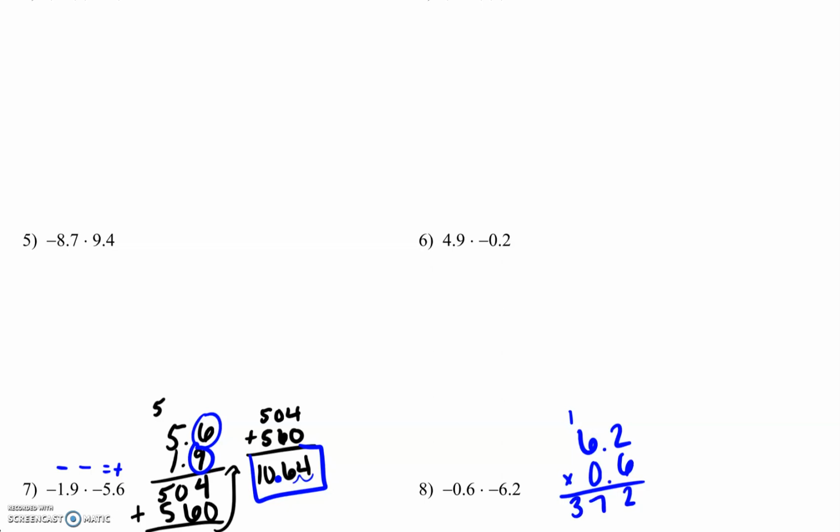Now to decide where my decimal point goes, I have 1, 2 values behind the decimal, so I'm going to move that decimal point in 2 spots. Negative times a negative equals a positive, so this would be my final answer.